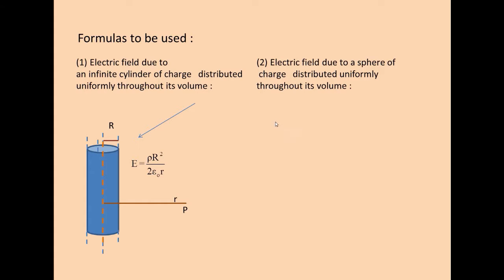Then also you should use the formula for the electric field due to a uniform sphere of charge, the charge being distributed throughout its volume, and the formula is rho rs cube, where rs here indicates the radius of the sphere. I have not used r because r has been used for the cylinder here, so I just put rs to indicate the radius of the sphere. Rs cube divided by 3 epsilon naught r squared. This is the formula. These formulas you will be using in solving the given question.